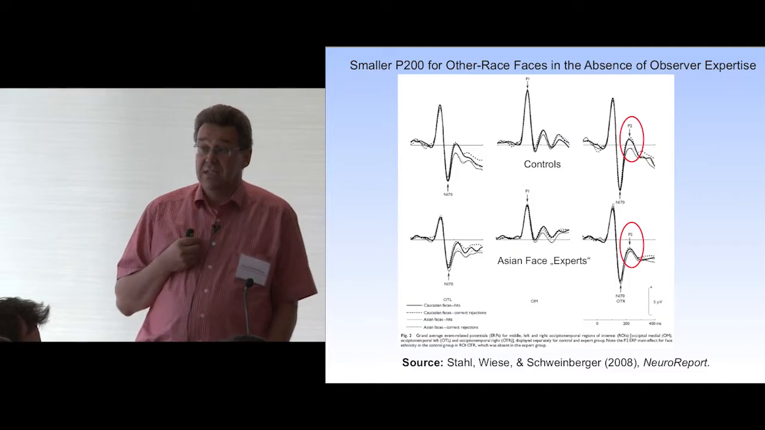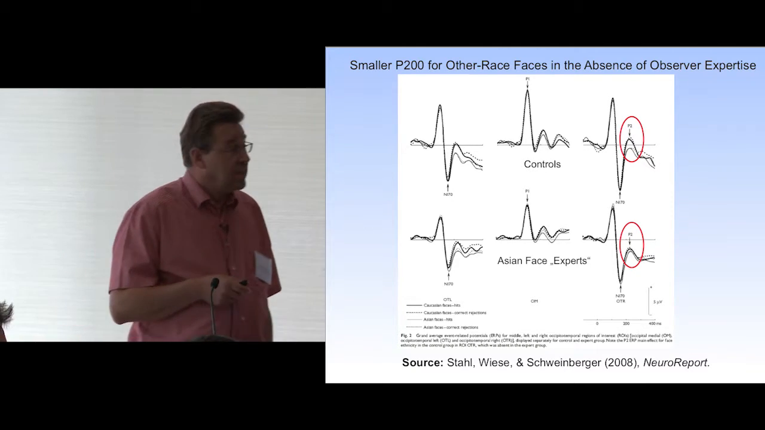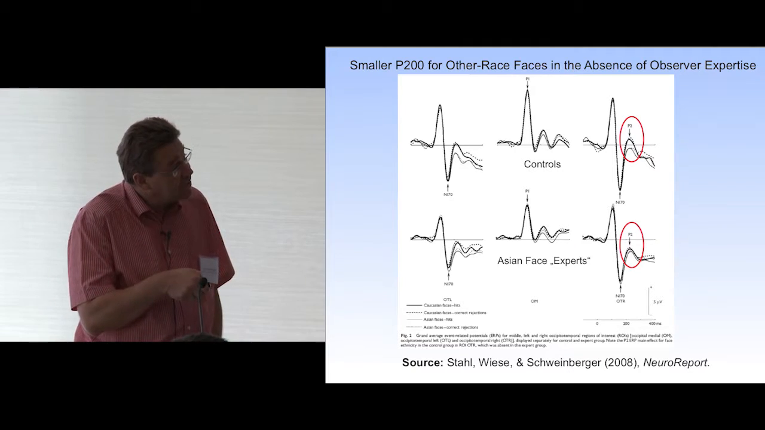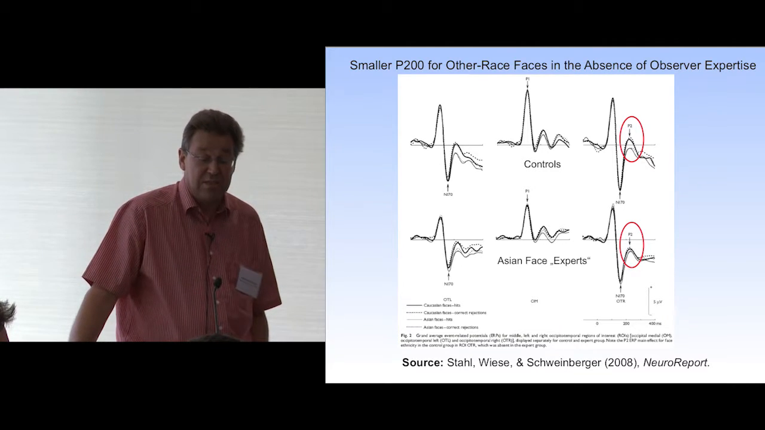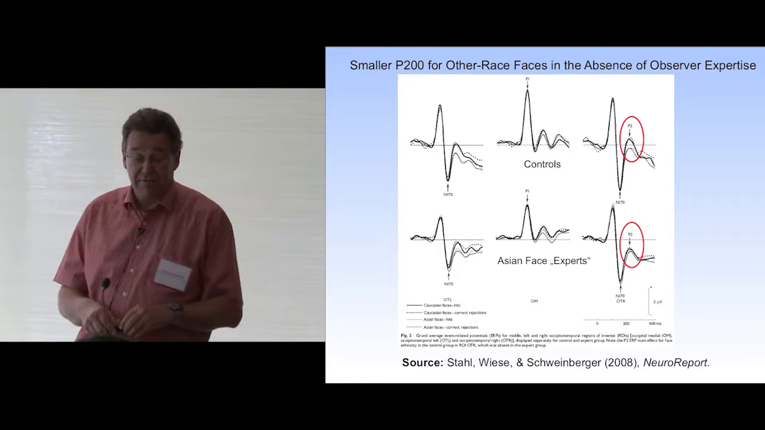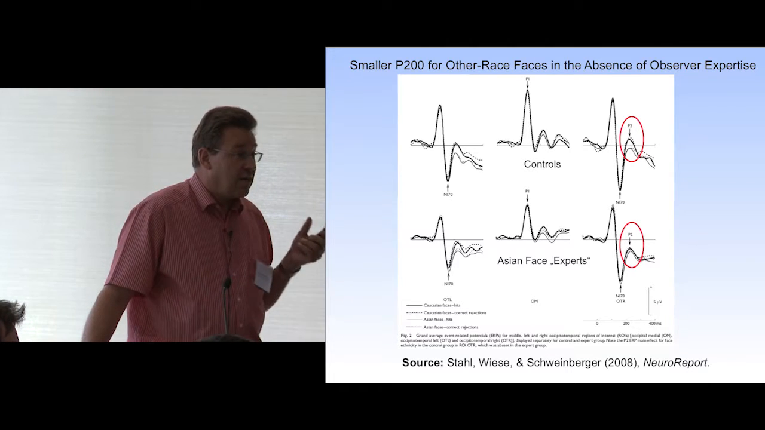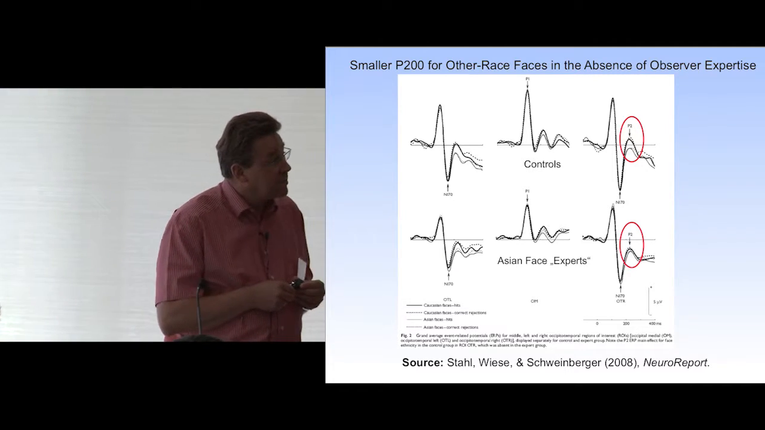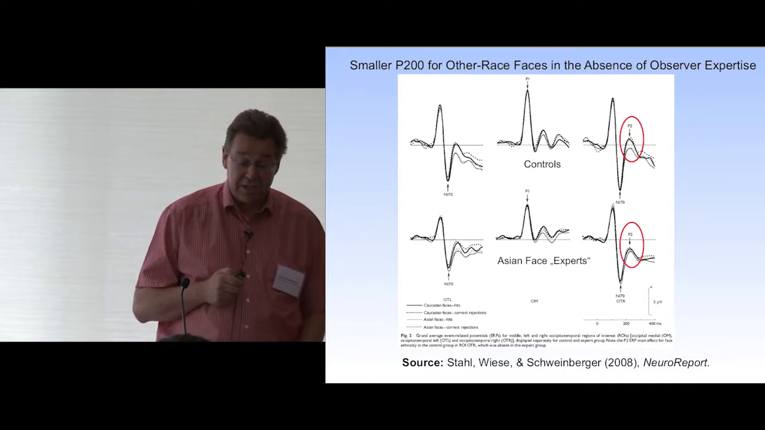So here's some evidence from the other race effect first. So this is basically population expertise. And we found that the P200 on top here is quite selectively reduced for other race faces, at least in German participants without any contact to Asian faces. That's what you see in the top graph. But in another group of German participants who had documented and long-lasting personal contact to Asian people, this P200 effect was attenuated or absent for the very same faces. So this is an effect of expertise.